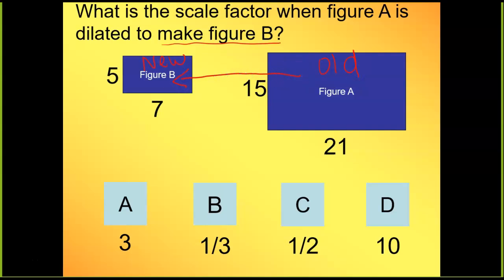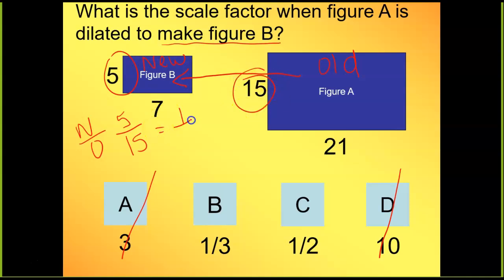Hold on. What do we know about the scale factor? Look, we're going smaller. It's a reduction. So it's going to be less than 1. So can I eliminate answer choices? You can eliminate your whole number answers. So, new over old, 5 over 15. That gives me 1/3. All right?